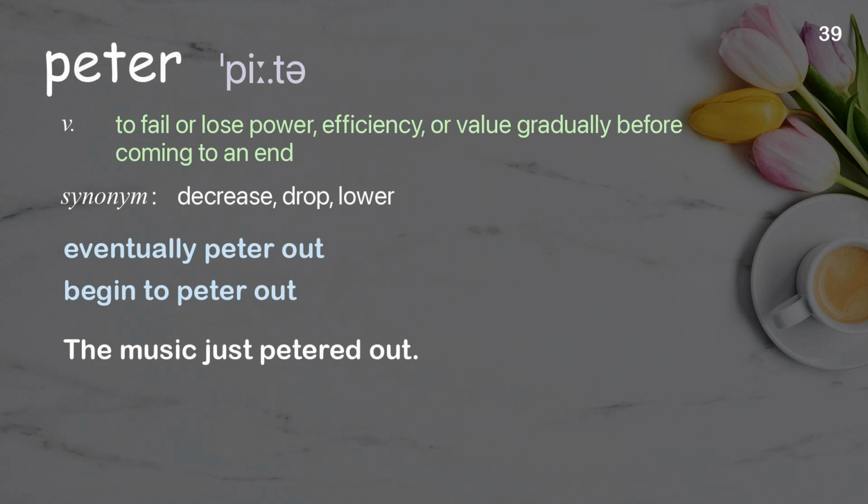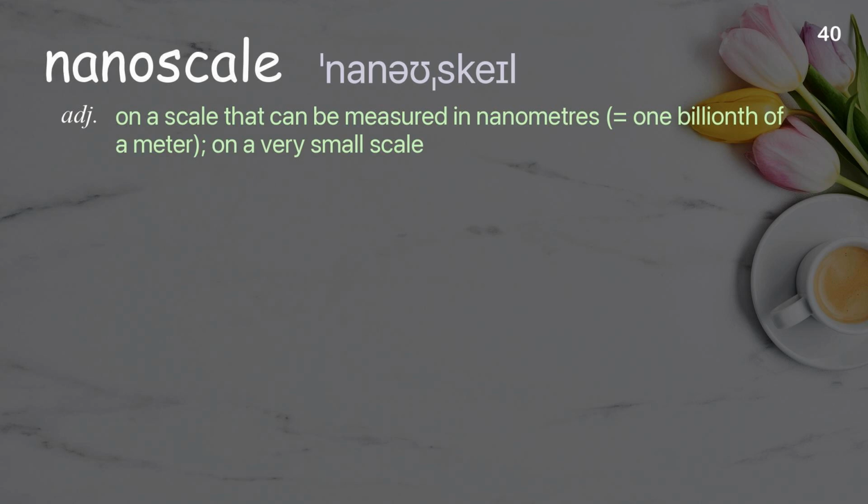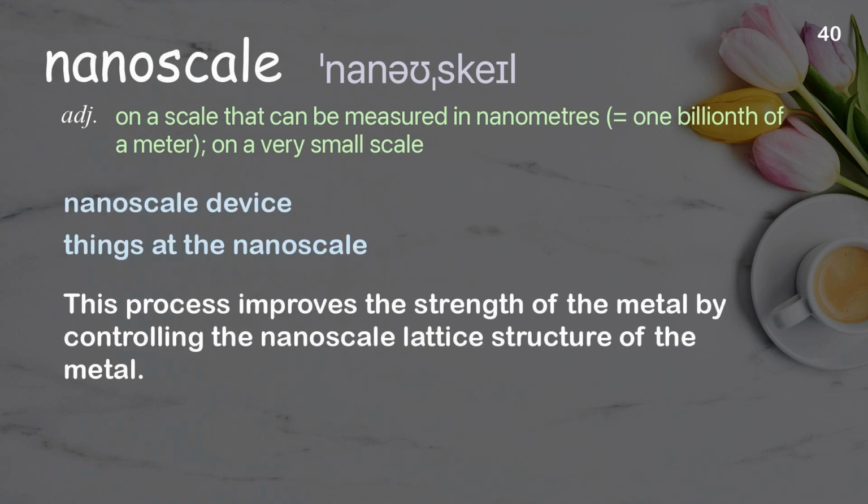Nanoscale. On a scale that can be measured in nanometers, a nanometer being 1/1000th of a micrometer, on a very small scale. Examples: nanoscale device. Things at the nanoscale. This process improves the strength of the metal by controlling the nanoscale lattice structure of the metal.